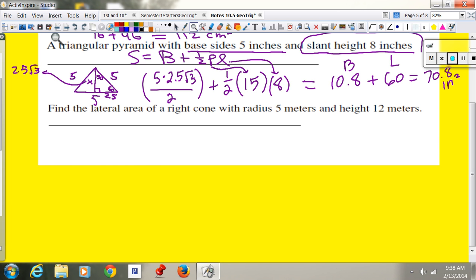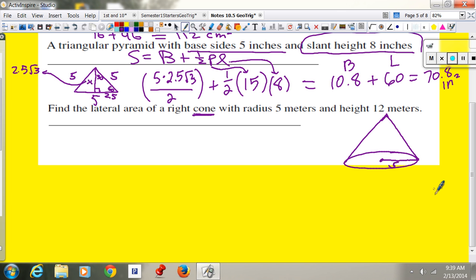Okay, find the lateral area of a right cone. Okay, so this time we've got the cone. It's got a radius of 5 meters and a height of 12. So let's try to draw an oval that comes up to a point. And let's draw what we have. We have a radius that's 5. And then we have a height of 12.